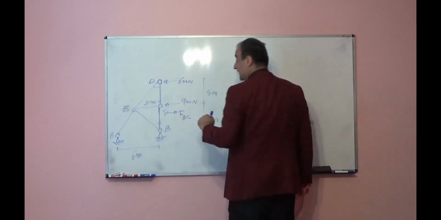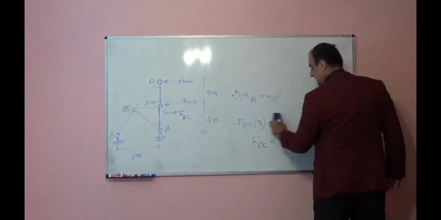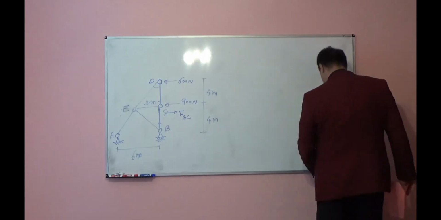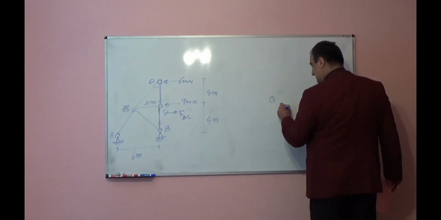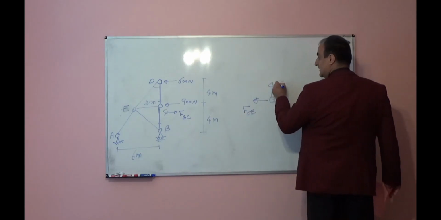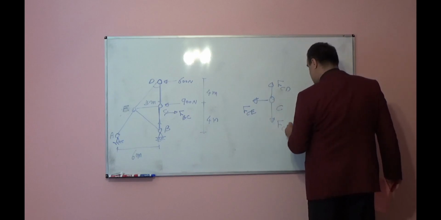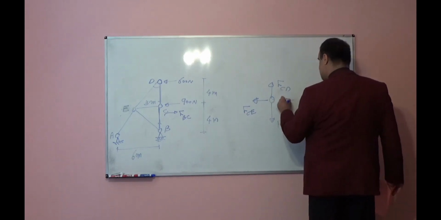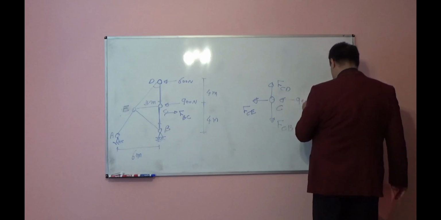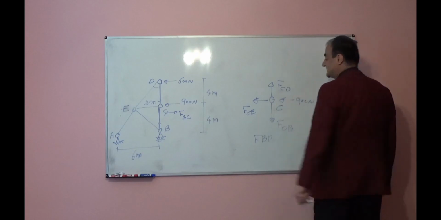So, now look at the joint C. At joint C, we have 3 members. Look at the joint C, free body diagram, 3 members. One CE, another FCD, another FCB, and we have one external load 900 Newton. This is free body diagram for joint C.